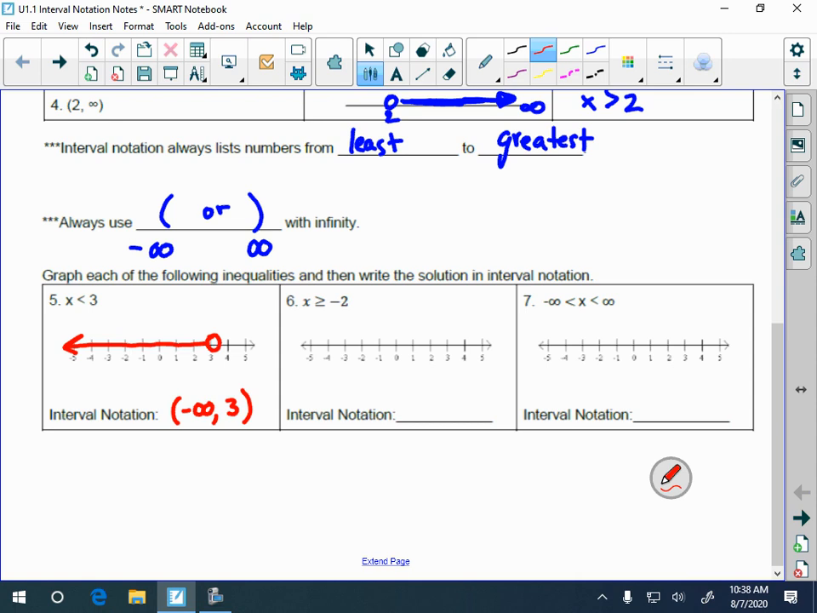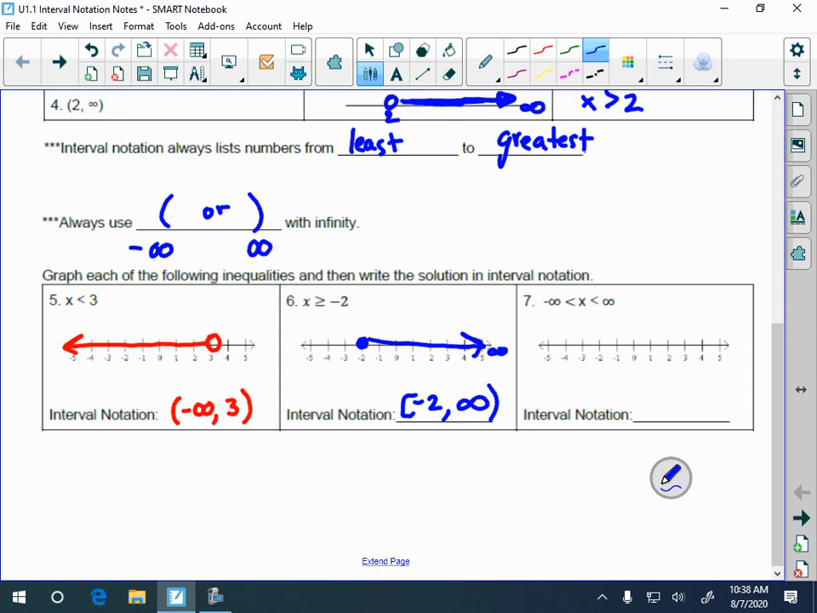All right, so number 6. This says shade everything greater than or equal to negative 2. So negative 2 is going to have a closed circle, and we're going to shade everything to the right. So working left to right, negative 2 comes first. And it's going to have a bracket because it has a closed circle. And then everything to the right, well, it's pointing to positive infinity, so we have to use positive infinity. And then we're going to use parentheses.